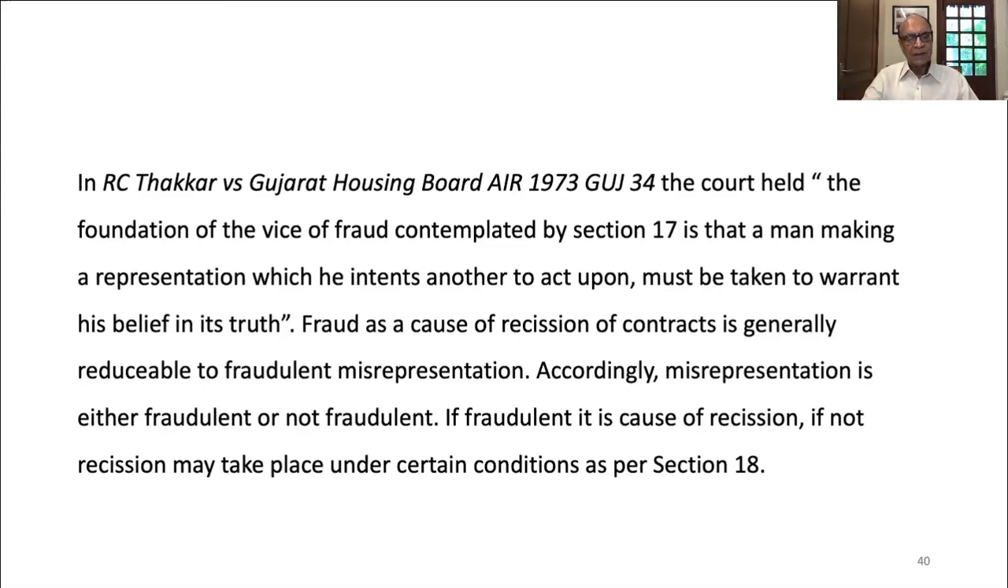Accordingly, misrepresentation is either fraudulent or not fraudulent. So there could be two categories of misrepresentation. One is that it is fraudulent, another is that it is not fraudulent. If the fraud is the cause of rescission, rescission may take place under certain conditions as per Section 18.